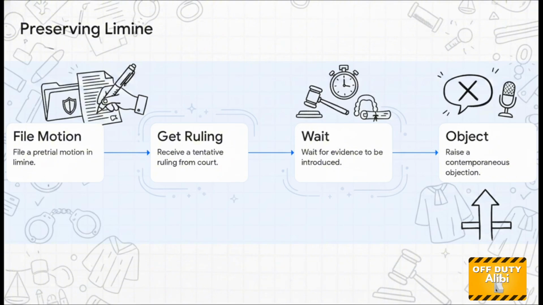Yes, step 1, you file the pretrial motion. Step 2, you get your tentative ruling. But steps 3 and 4, that's where cases are actually saved. You must wait for that specific evidence to be introduced in the natural flow of the trial, and at that exact moment, you have to raise a specific contemporaneous objection on the record. You have to renew your objection out loud, or the appellate court will just assume you accepted the evidence.